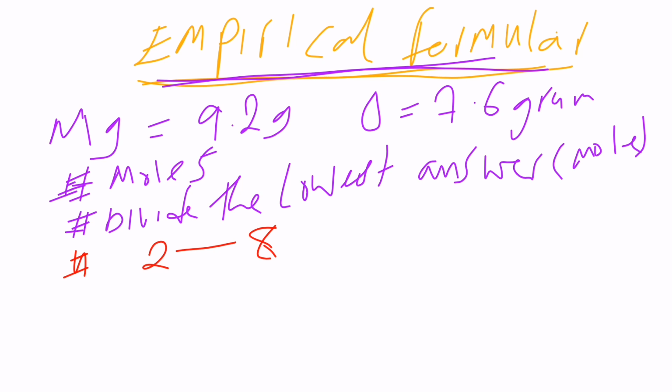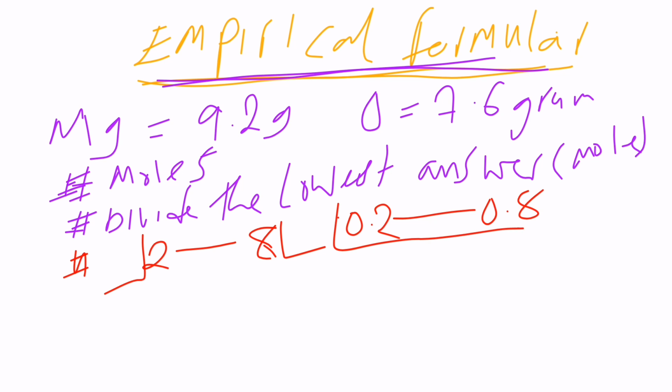You should not round off. You just need to find the number which will give you out of range. We don't round off. If the answer gives you something between 0.2 and 0.8, you should not round off. When you divide by the lowest answer, you should not round off the answer which is between 0.8 and 0.2. That's the only thing you need to know on empirical formula.